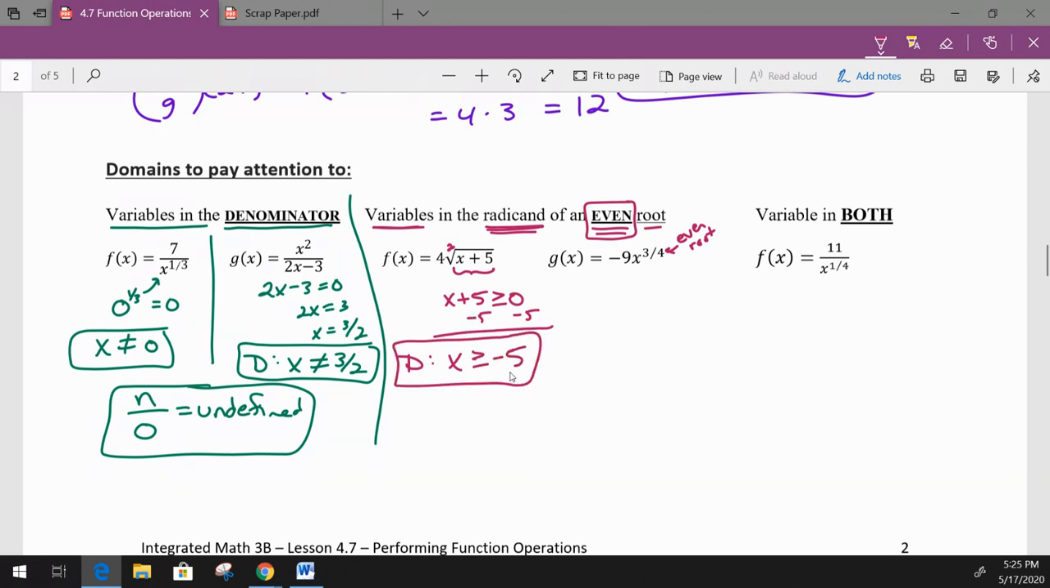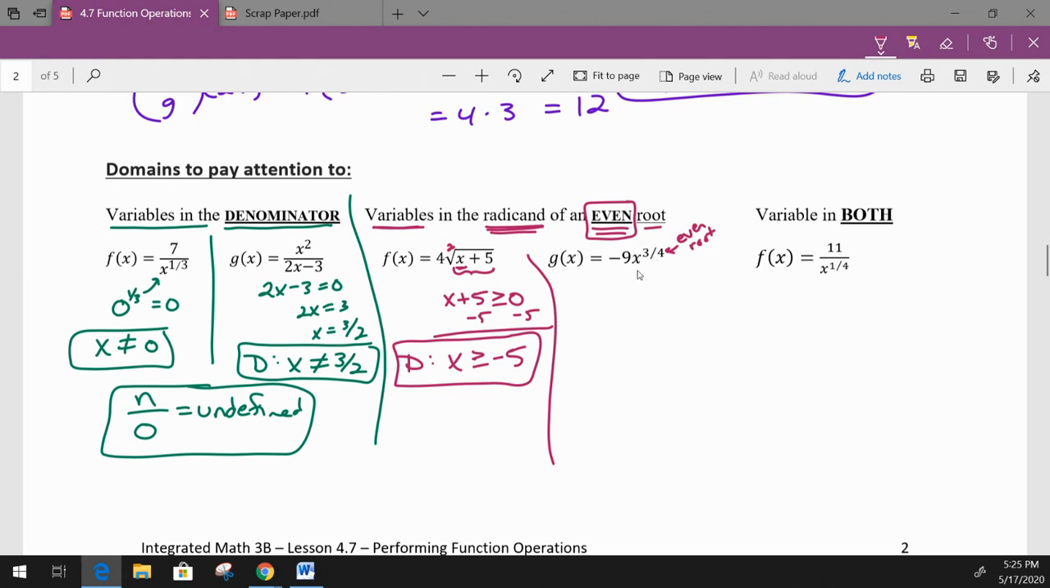If you substitute negative 5 back into the original equation for x, negative 5 plus 5 gives you 0 inside the radical, and the square root of 0 is 0, times 4 is 0. So it is defined there. Negative 4 plus 5 would be positive 1. So anything bigger than negative 5, like negative 4, negative 3, or negative 2, would be defined. But anything less than negative 5, like negative 6, would make this negative, and you cannot take the square root of a negative number.